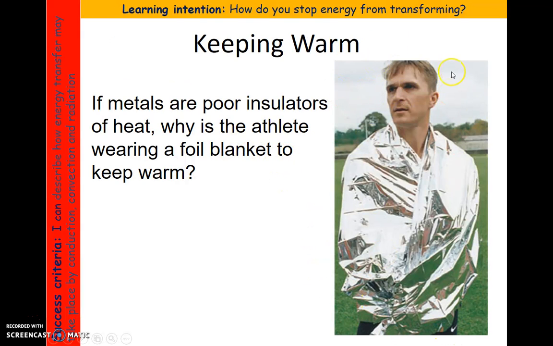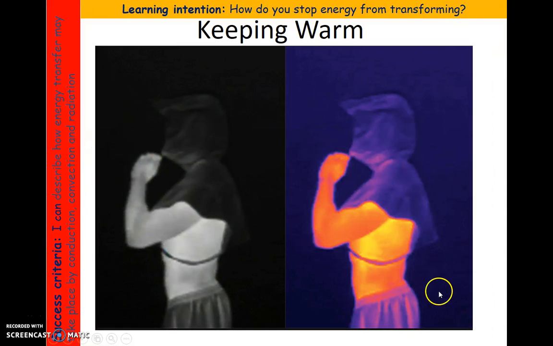And that would show an injury, so we can use it to diagnose injuries. We can use our knowledge of infrared radiation to keep people warm. If metals are good conductors of heat, why is the athlete wearing a foil blanket to keep warm? Well, it's because infrared radiation can be reflected. We know that from our previous topic, from waves. So if you want to keep the heat inside, any heat you're generating, you want to keep that inside your body. So if it's coming out, reflect it back. It'll keep you warm. Follow-up question, what would be the best color for the outside of here?